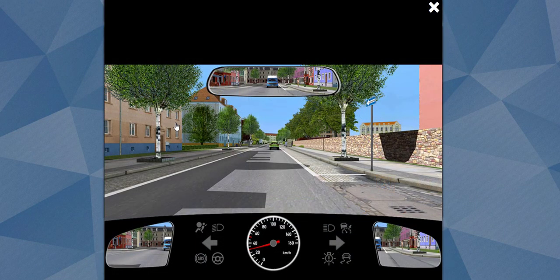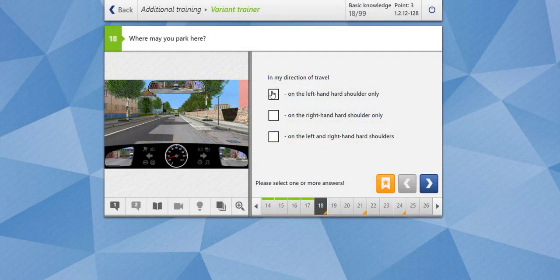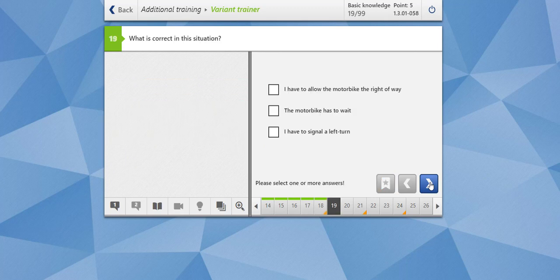Where may you park here? So what we are seeing here, there are park markings on the right side and also on the left side. Now the question is where you can park here. In my direction of travel, on the left hand, hard shoulders only. On the right hand, hard shoulders only. On the left and right hand, hard shoulders. In this case, see that there are marked parkings on the right hand as well as on the left hand. It means we can park on the left and right hand, hard shoulders. Let's check the answer. Our answer is correct.